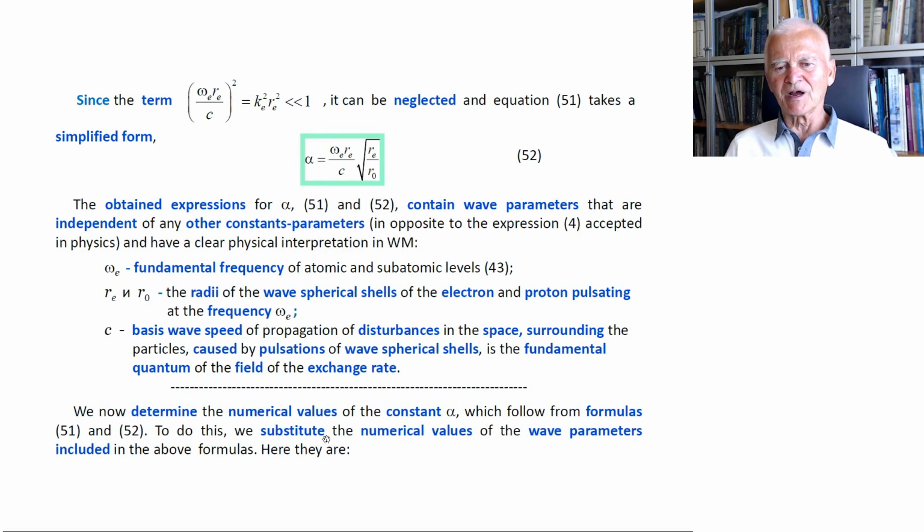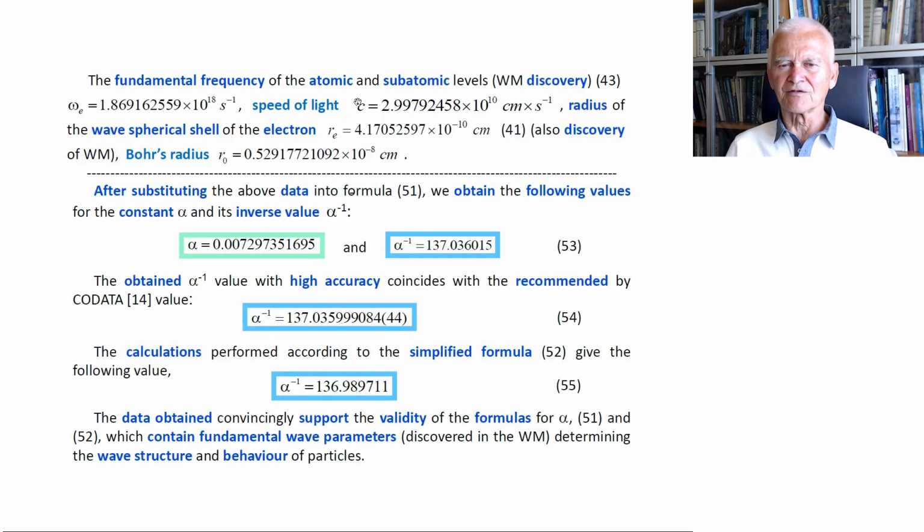We now determine the numerical values of the constant alpha which follow from the forms 51 and 52. To do this, we substitute the numerical values of the wave parameters included in the above formulas. Here they are: the fundamental frequency of the atomic and subatomic level has this value, the speed of light, the radius of the wave spherical shell of the electron, and the Bohr radius. After substituting the above data in formula 51, we obtain the following value for the constant alpha and its inverse value.